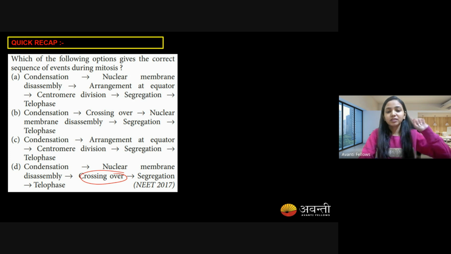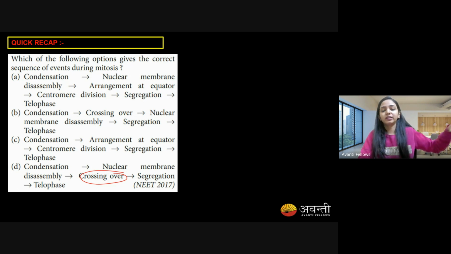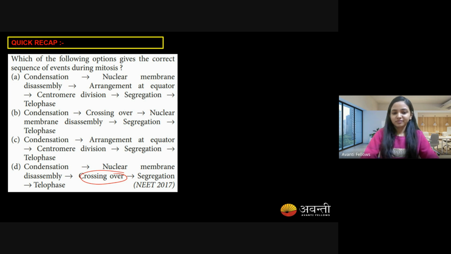Just remember, the first phase was prophase, in which condensation of DNA occurs. Then second one is metaphase, in which all chromosomes get themselves aligned at the equator. Then the centromere splits and the chromosomes move to the opposite pole. Keep it in mind. This is a very simple question.